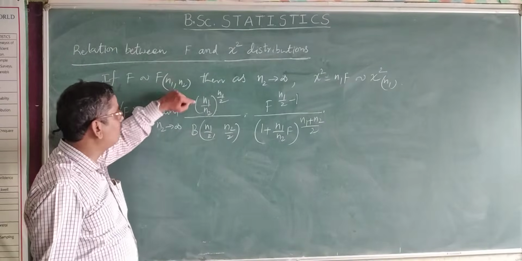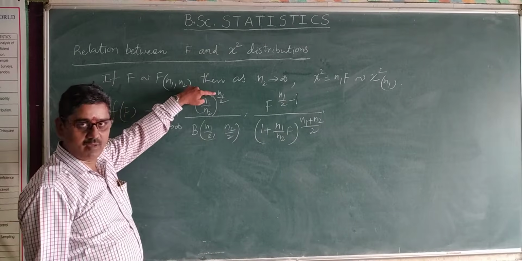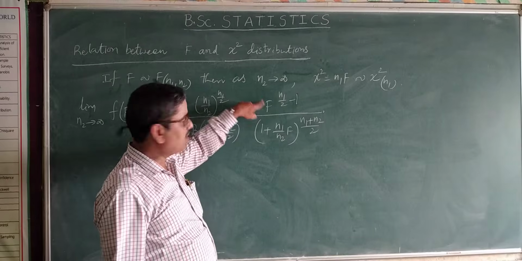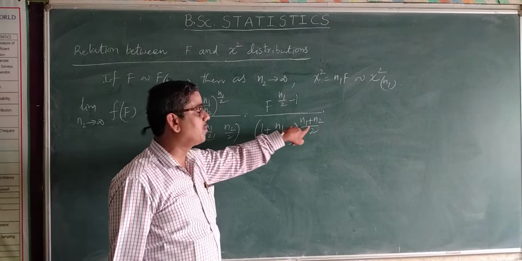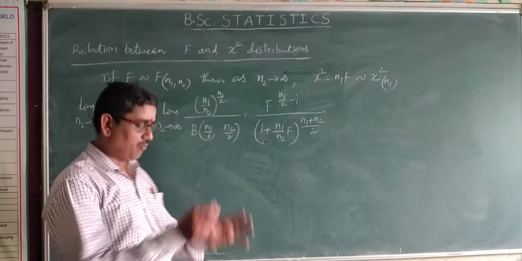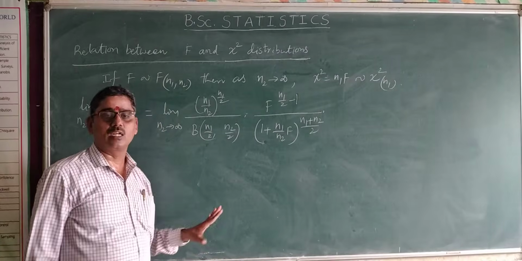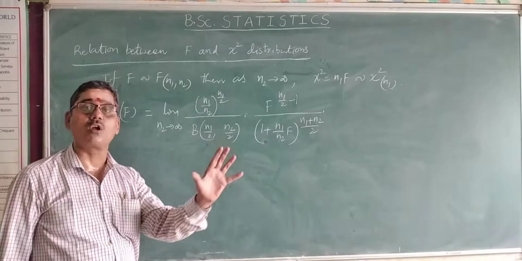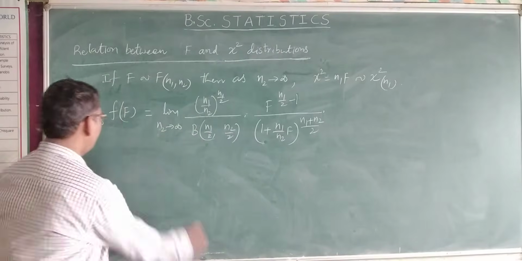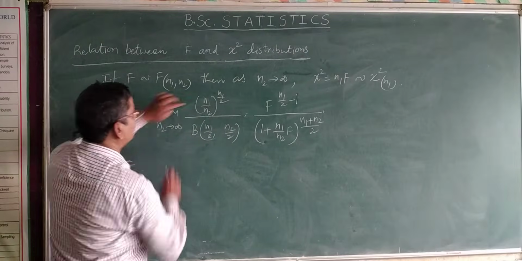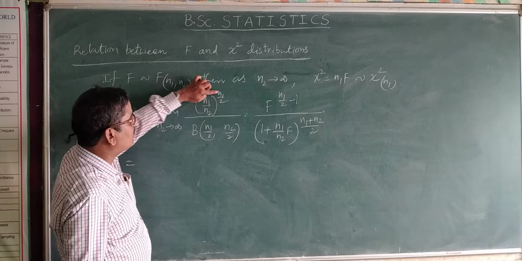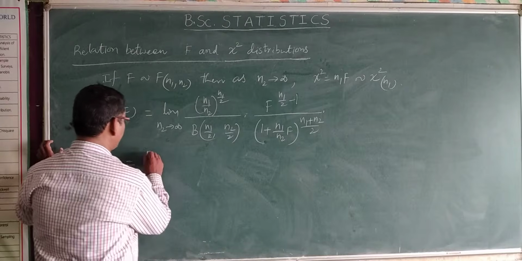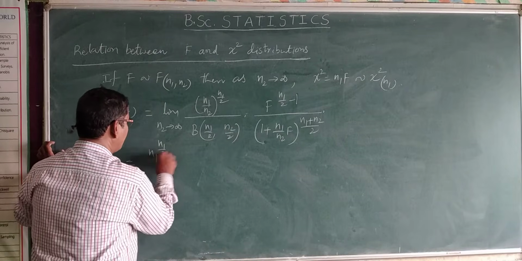Observe here: (n1 by n2) whole power n1 by 2, beta of n1 by 2, n2 by 2, F power n1 by 2 minus 1, and (1 plus n1 by n2 F) whole power (n1 plus n2) by 2. Because the limit depends on the value of n2, the n1 terms are constants, so I am taking them outside. This is equivalent to n1 power n1 by 2 divided by n2 power n1 by 2. Now I am taking n1 power n1 by 2 outside.